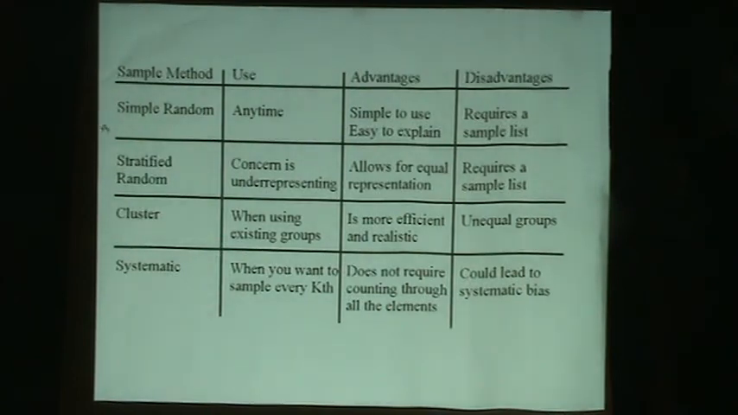So here we have sample method, when it can be used, advantages, disadvantages. Simple random sampling, anytime it's feasible. Simple to use and easy to explain, and it requires a sample list. That's one of the disadvantages. Stratified, if we're concerned about underrepresentation of subgroups or strata. Cluster sampling, that's sampling when we're using existing groups, and systematic is when we want to sample every kth or nth case.